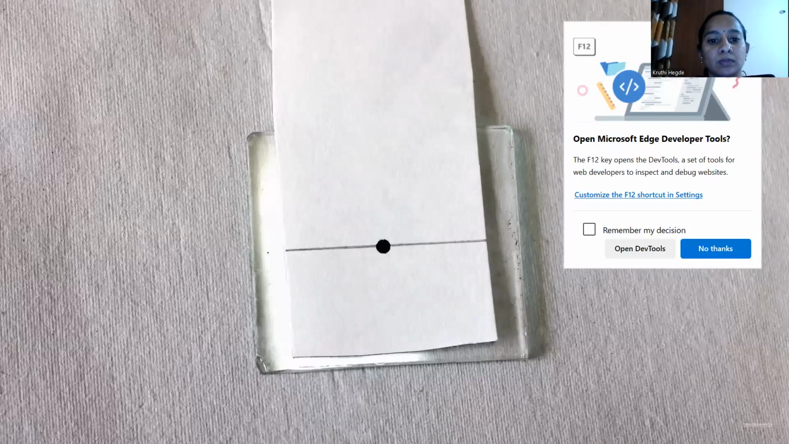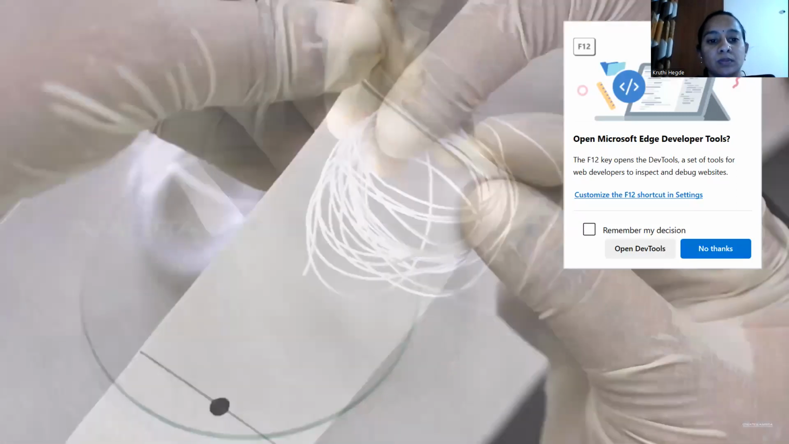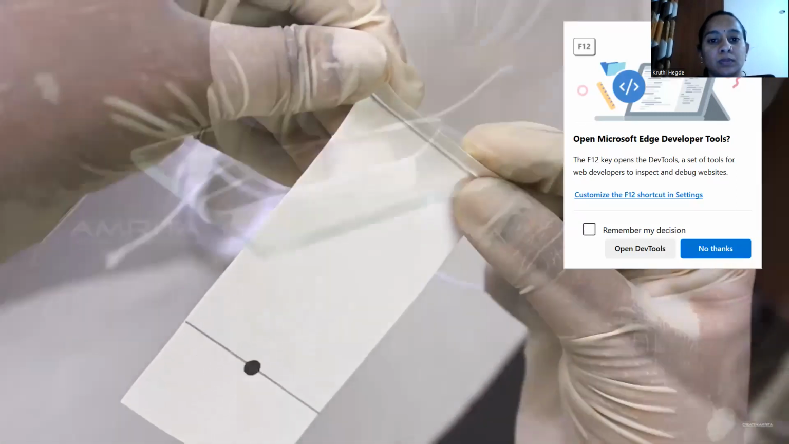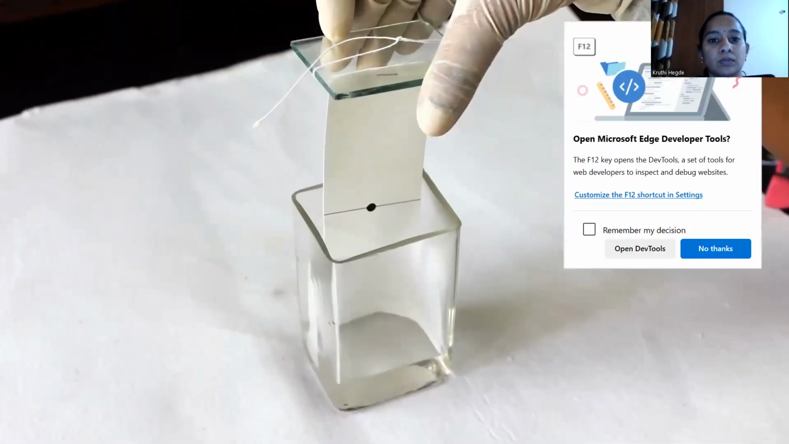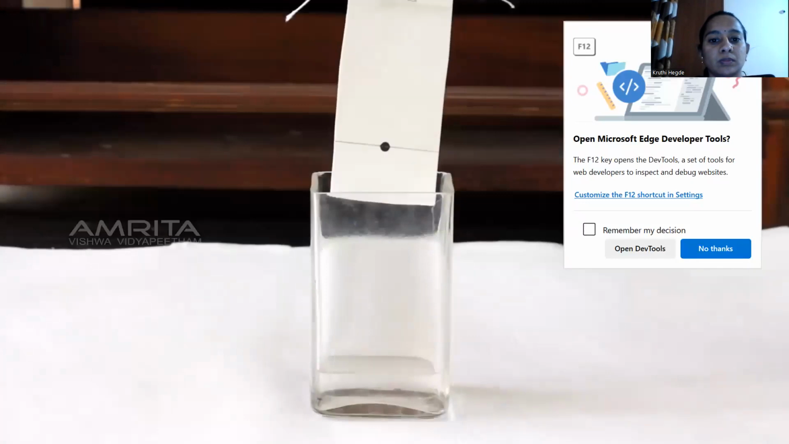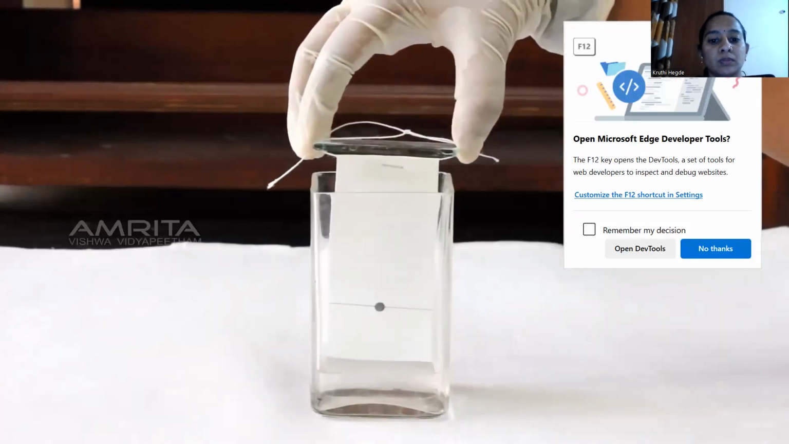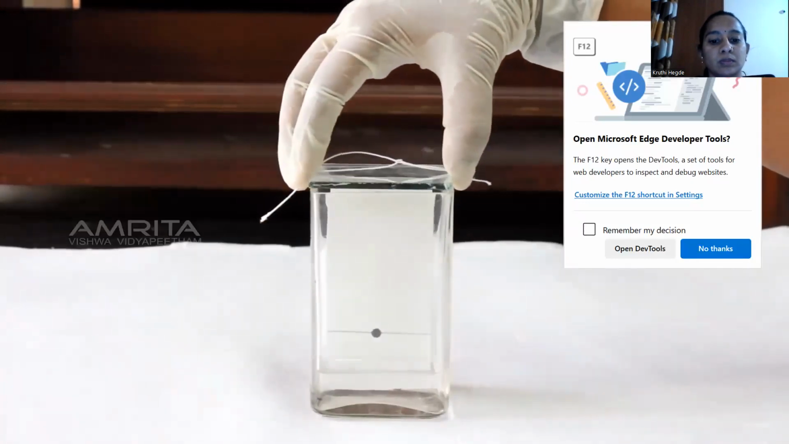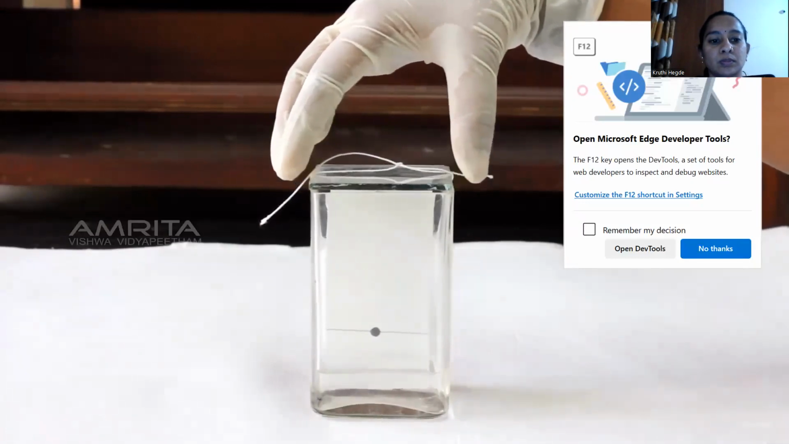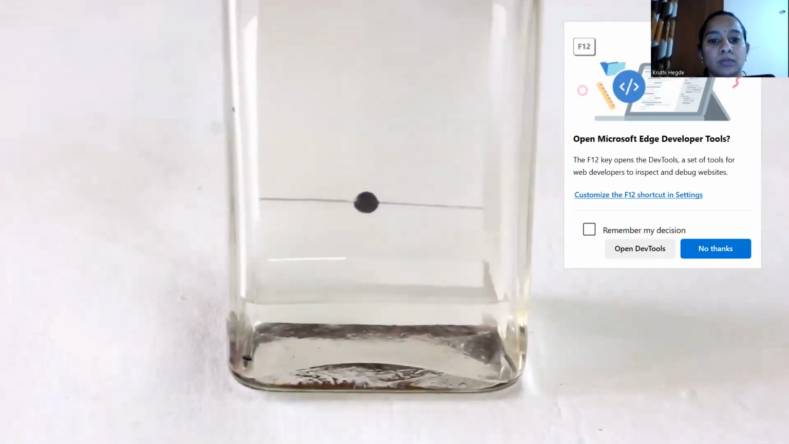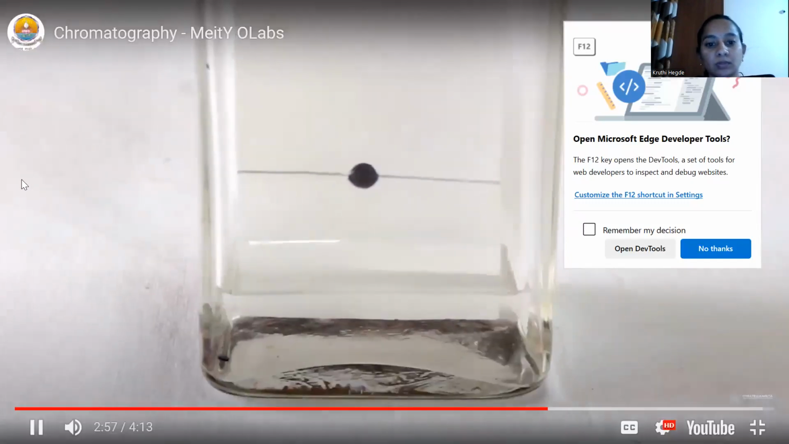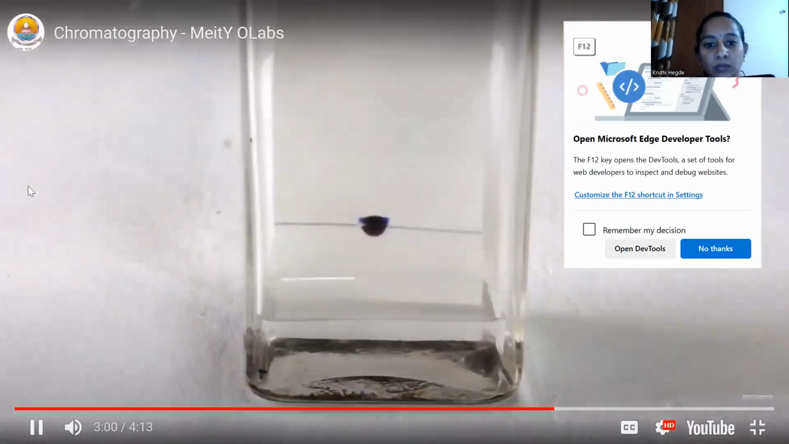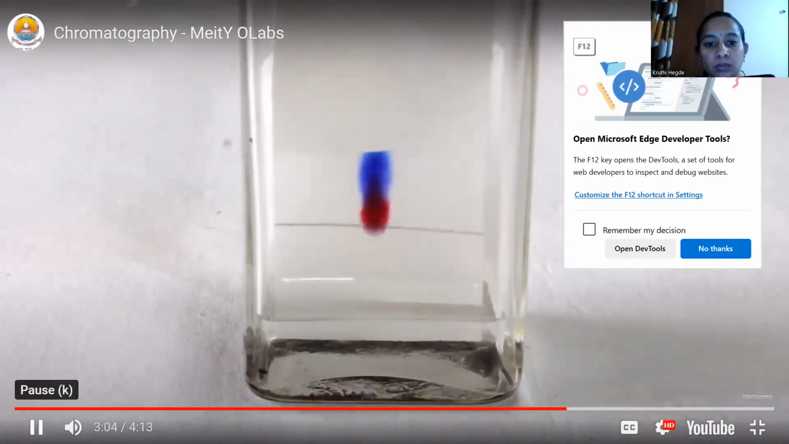Now, take a piece of thread and tie the filter paper with it and suspend the filter paper vertically in the chromatographic chamber containing the solvent, which is a mixture of 80% isopropyl alcohol and 20% water. Make sure that the pencil line remains about 1 centimeter above the solvent level. Keep the chamber undisturbed for some time. Notice the rise in solvent.